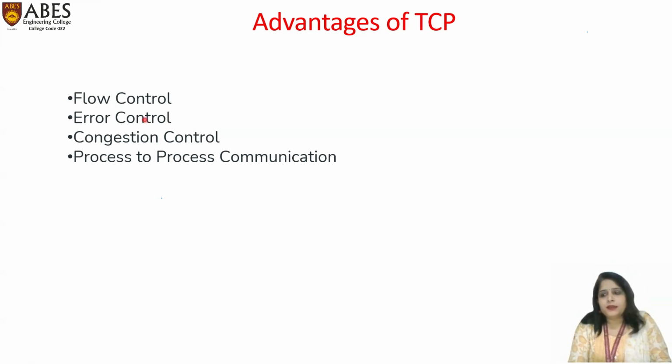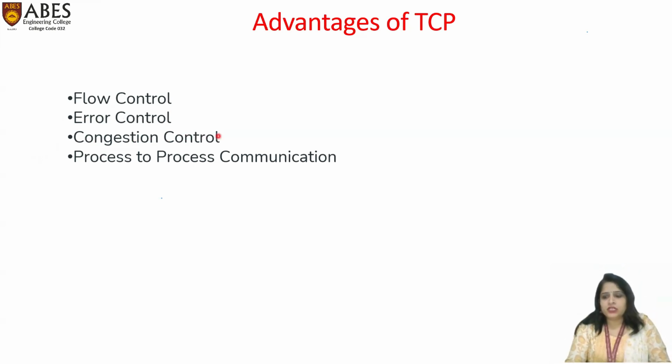Next, the TCP protocol supports error control. Here the meaning of error control is that suppose I am sending data and the data may be corrupted due to some noise, so the person receiving that data should at least know whether the data is corrupted. So TCP supports an error control mechanism. And next, the TCP protocol also provides a congestion control mechanism.